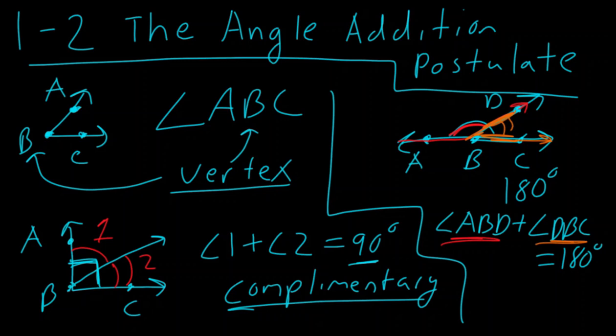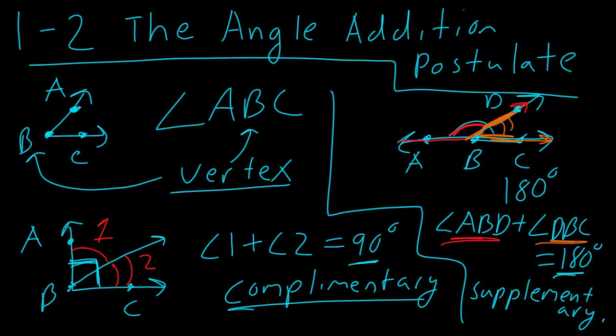Now, what is the special word here? Whenever 2 angles add up to be 180 degrees, they are said to be supplementary. Let's see if I can fit this in here. Supplementary. And I almost made it.